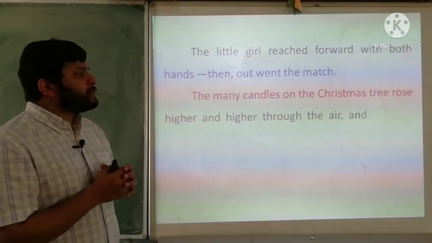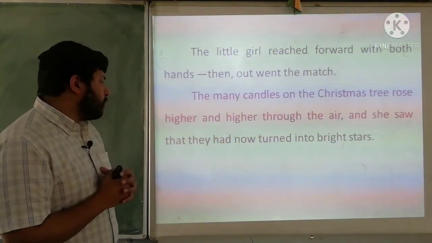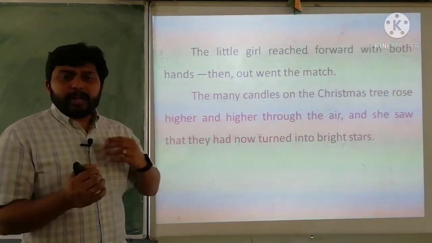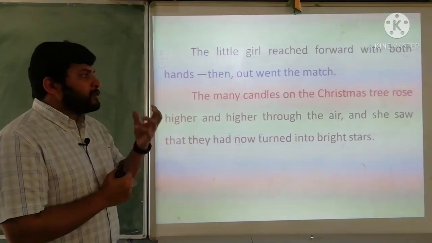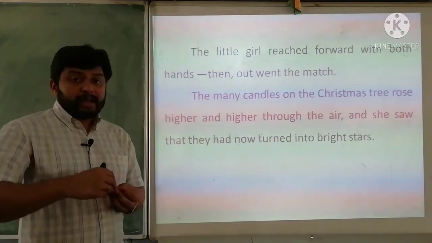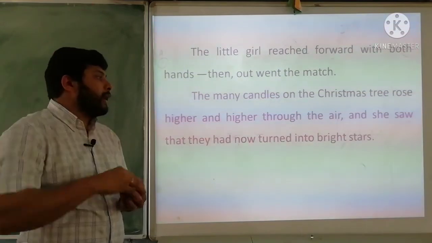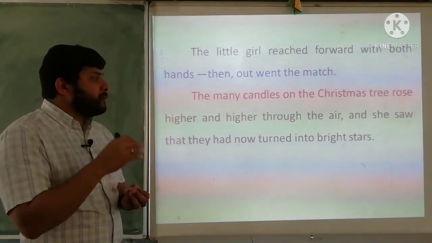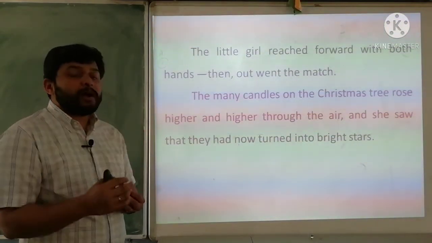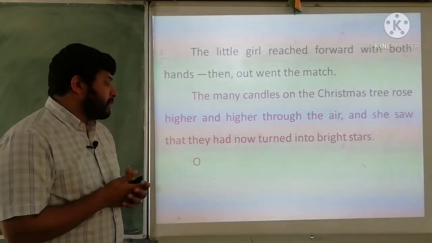The many candles on the Christmas tree rose higher and higher through the air, and she saw that they had now turned into bright stars. But she got some other experience now. Those candles which she had seen on the Christmas tree left the place and started to move towards the sky, higher and higher through the air, and they turned into bright stars.